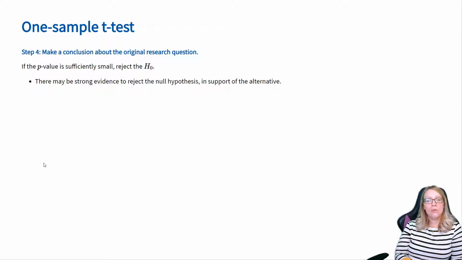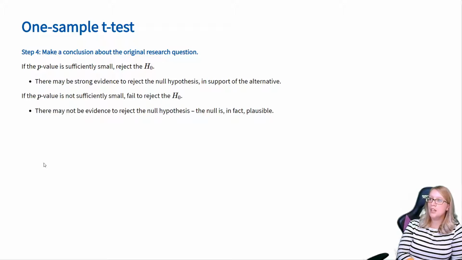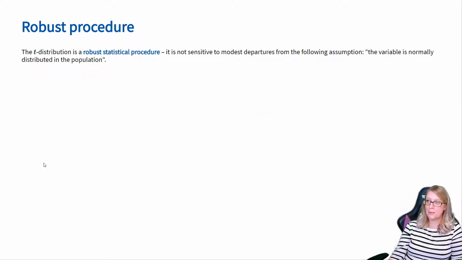And then finally, we'll make a conclusion about the original research question. If the p-value is small enough, we'll reject our null hypothesis and say that there is strong evidence to support the alternative. If the p-value is not sufficiently small, we will fail to reject the null hypothesis and state that there may not be evidence to reject it. In other words, the null is plausible.